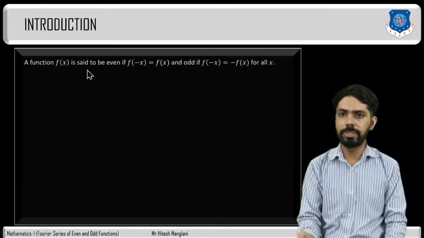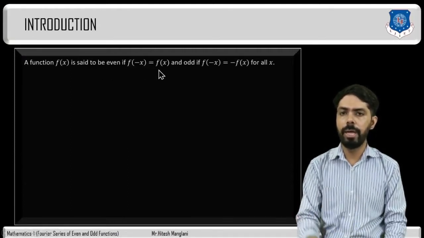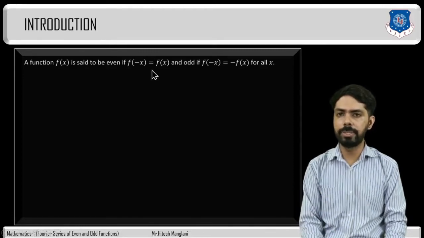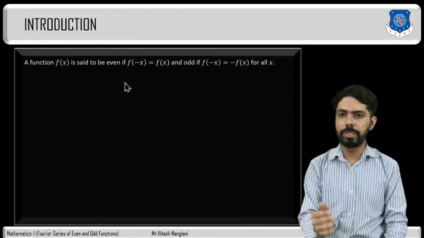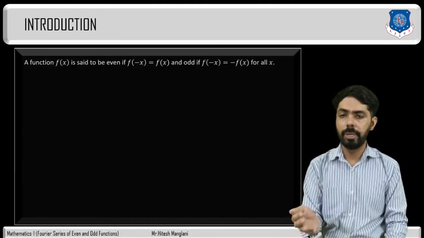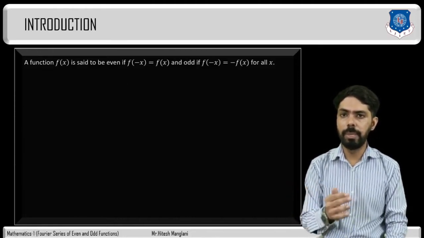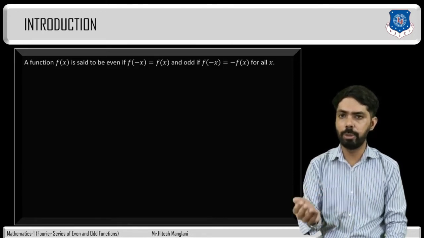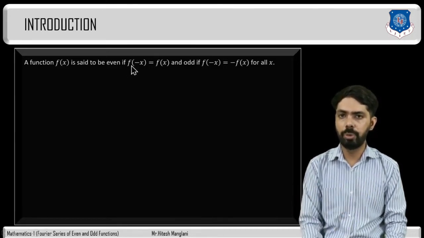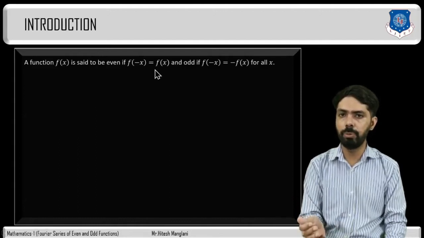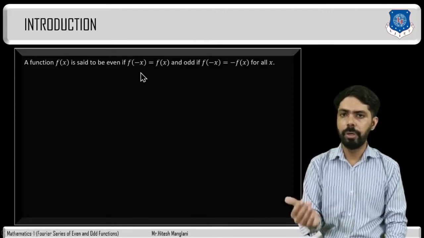A function f of x is said to be even if f of minus x is equal to f of x. Its example is x square. So f of x is equal to x square. If we replace x by minus x, then the function will be the same because minus x whole square will be x square. So in this case f of minus x is equal to f of x. Therefore x square is an even function.